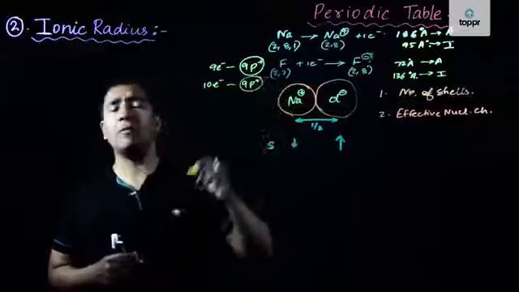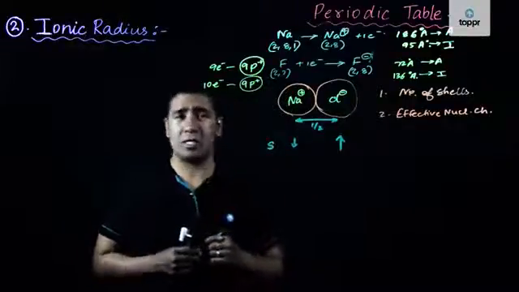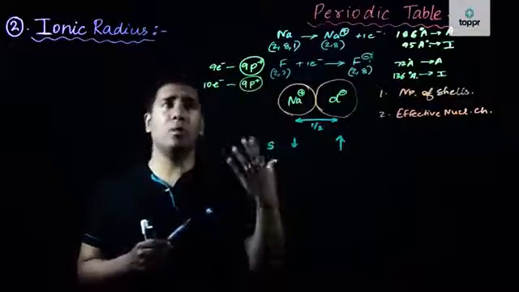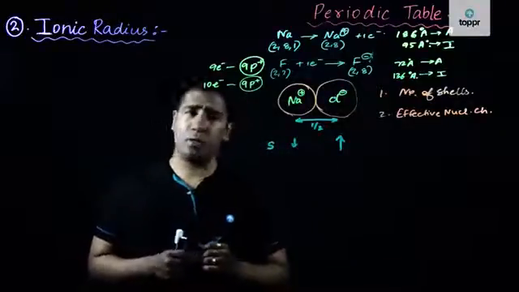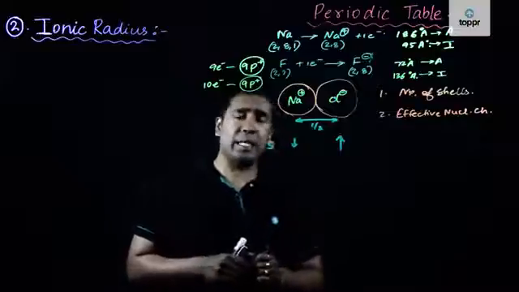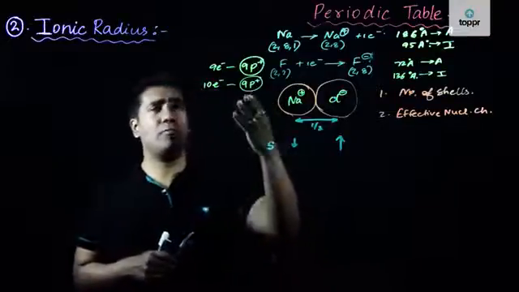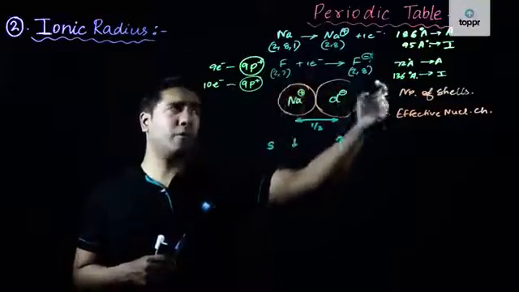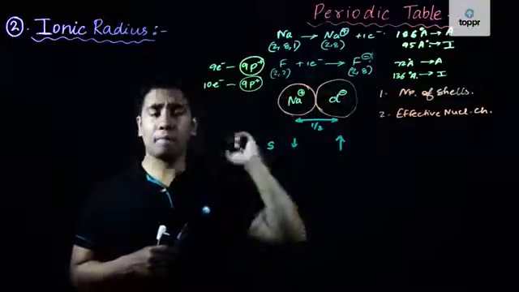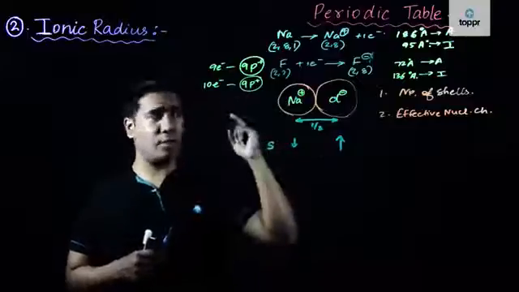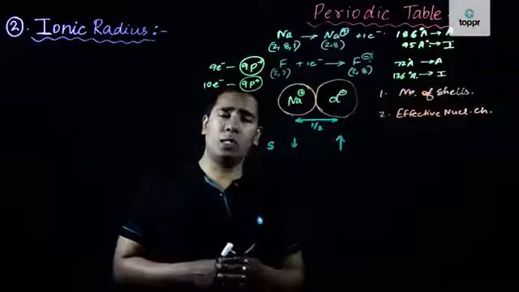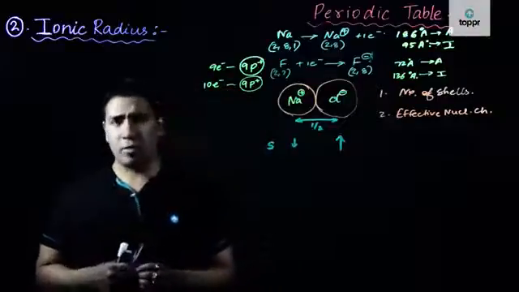As you can see, the effective nuclear charge here has decreased because the same amount of nuclear charge is now spread over more electrons, and hence we can say that the effective nuclear charge in the case of fluorine has decreased. So even in the case of fluorine, the first factor will not play any role. However, the second factor, which is effective nuclear charge, will play a role. So whenever we talk about nuclear charge, we talk in terms of effective nuclear charge.